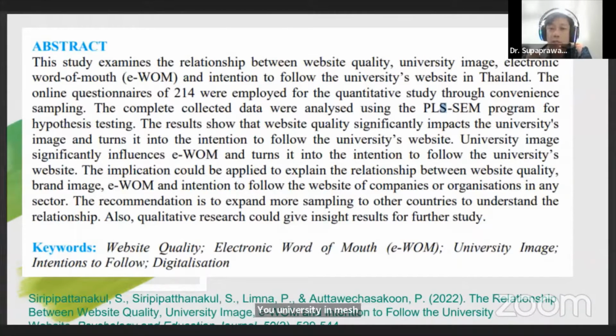When the researcher writes the abstract for methodology, it's good if you explain what method was used to collect the quantitative data. In this case, use an adopted online questionnaire for 215 respondents. Through which sampling technique? In this case, use the convenience sampling.